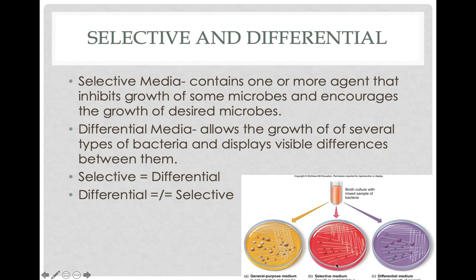So selective agar will kill everything but a couple of species, and that's what you're going for. You want to just see the species that grow. Those are the ones you're interested in. Differential media doesn't kill everything, but what does grow, you can tell them apart.